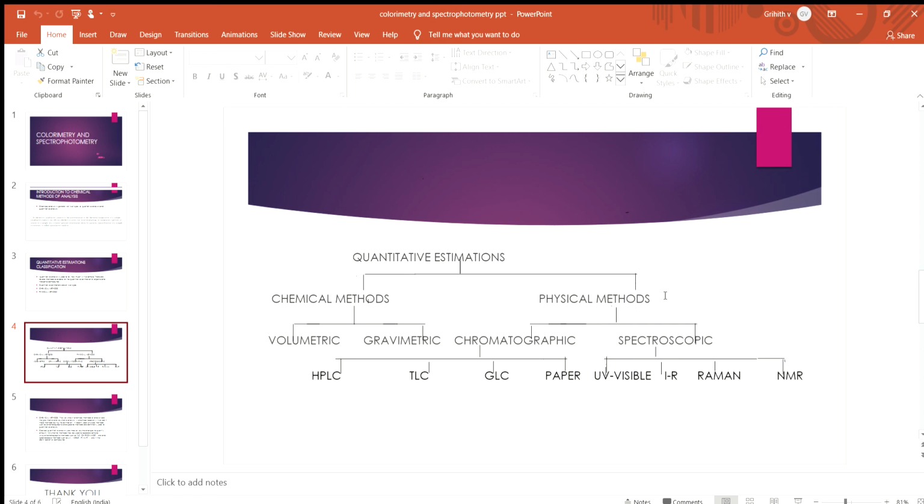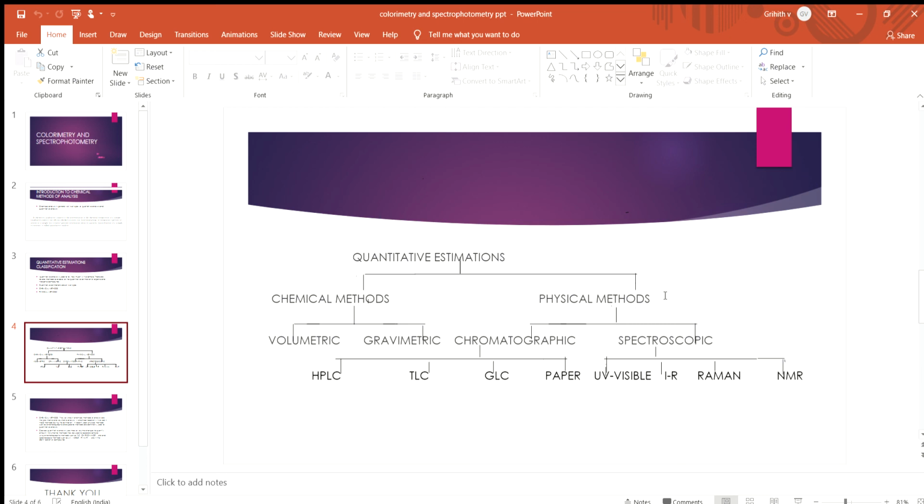Now, what are the spectroscopic methods of analysis? What is spectroscopy? Spectroscopy may be defined as the interaction between matter and electromagnetic radiation. When matter comes in contact with electromagnetic radiation, it behaves differently. The study of spectroscopy deals with emission and absorption spectra, as you have studied in Inter, the emission spectrum and absorption spectrum.